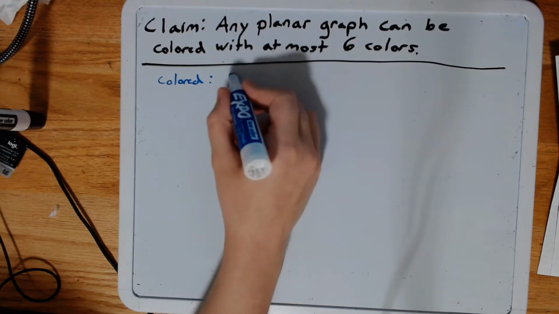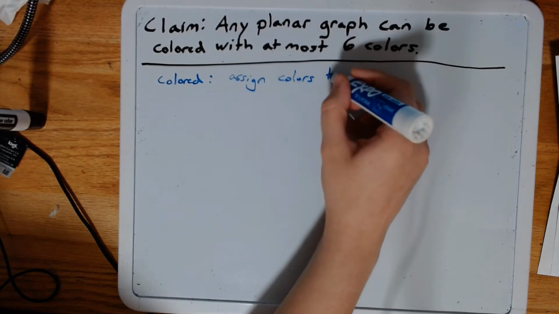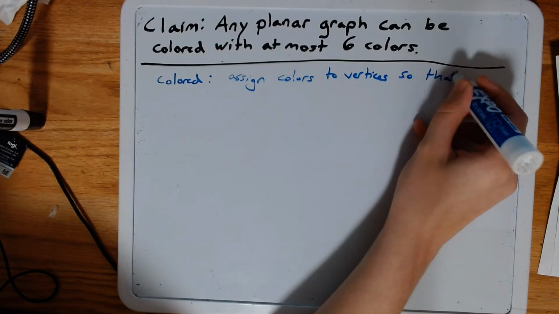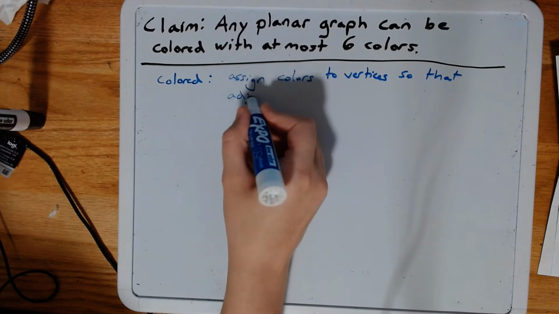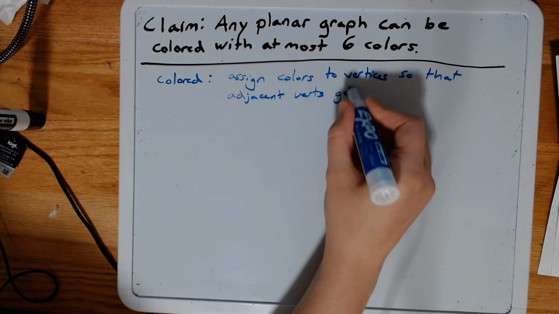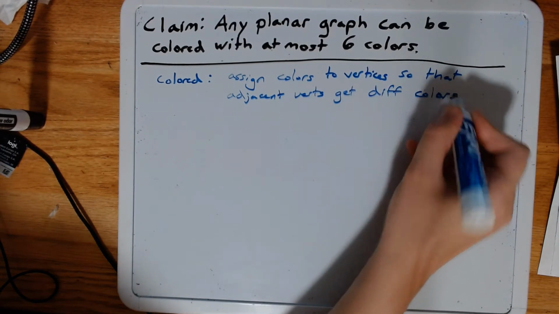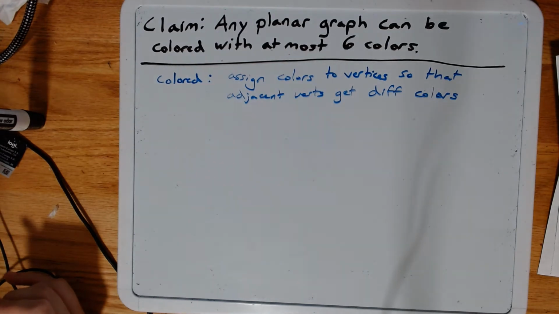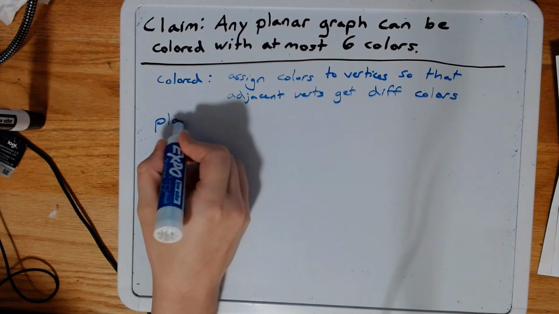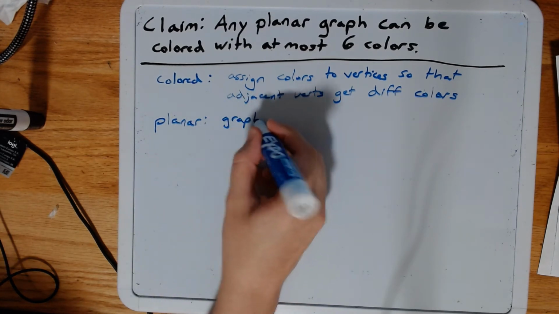Colored means that we assign colors to vertices so that adjacent vertices, right, vertices with an edge between them, have different colors. Okay. Right, now what does planar mean? A planar graph is one that can be drawn without its edges crossing.